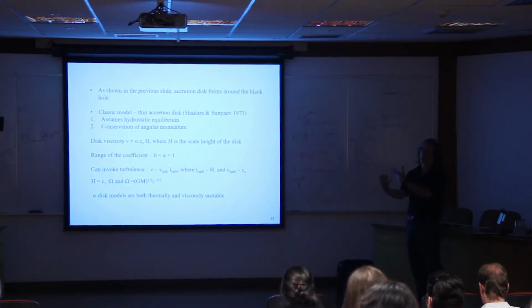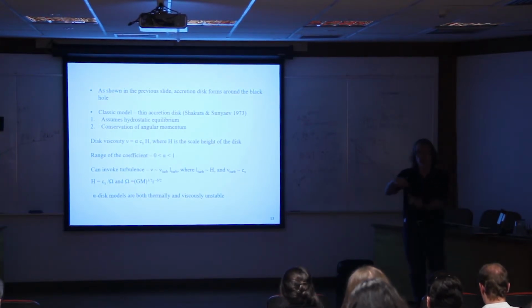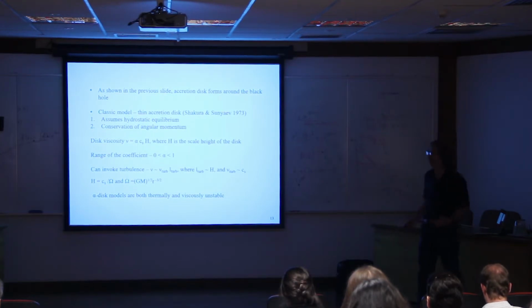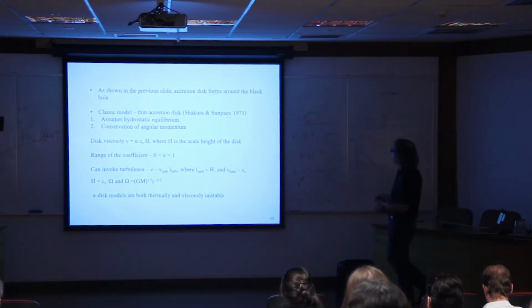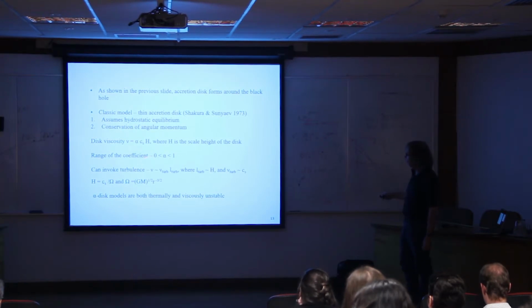It assumes hydrostatic equilibrium, conservation of angular momentum, and basically the important thing is the disk viscosity. What happens here is the material comes in, the velocities change with distance, of course, and you get viscous or frictional forces that heat up the disk as the gas rotates differentially around the central potential. According to the Shakura and Sunyaev model, you can define a viscosity that goes as this, with some viscosity coefficient. This is the sound speed of the gas in the disk, h is the scale height of the disk, and the range of the coefficient is from 0 to 1.